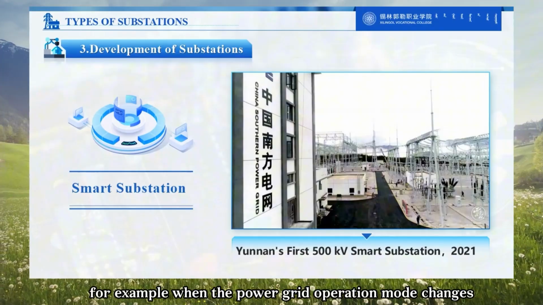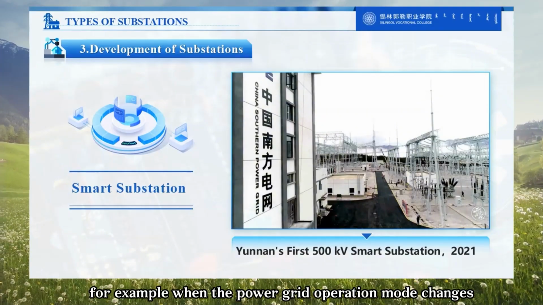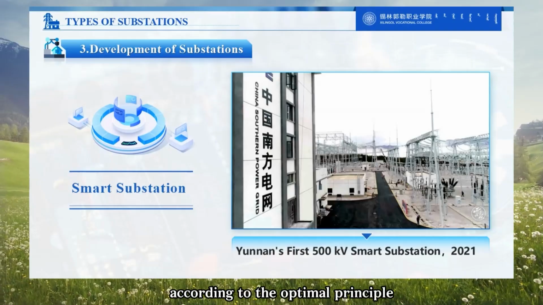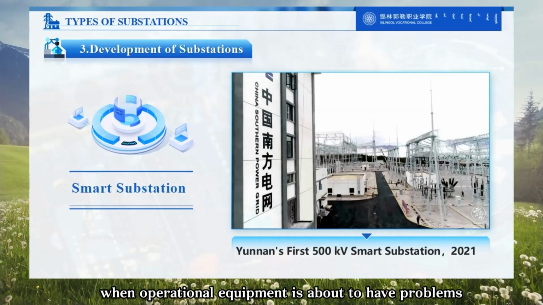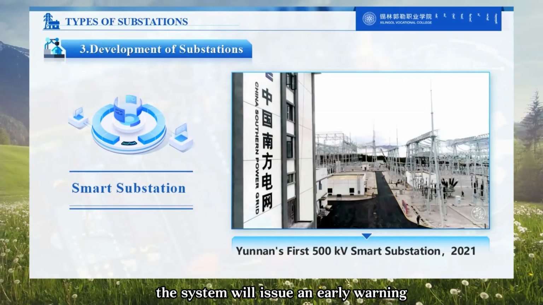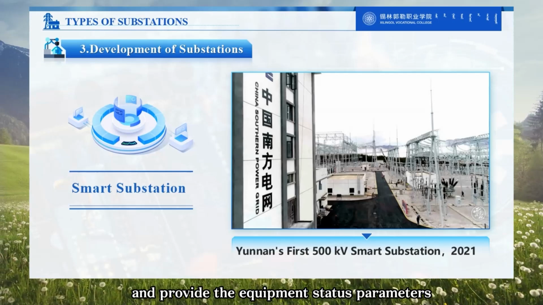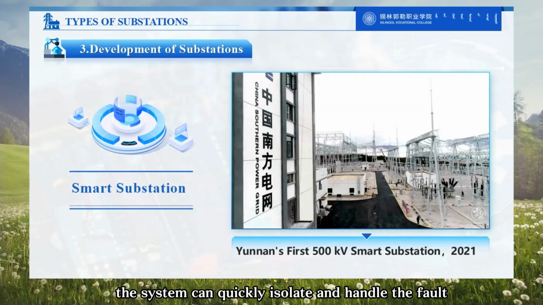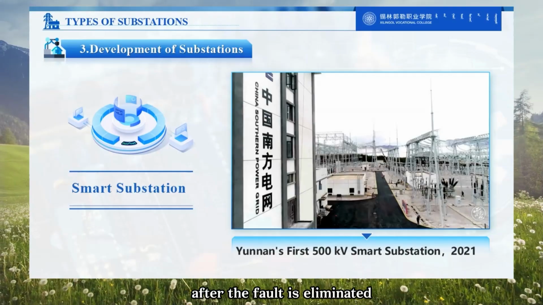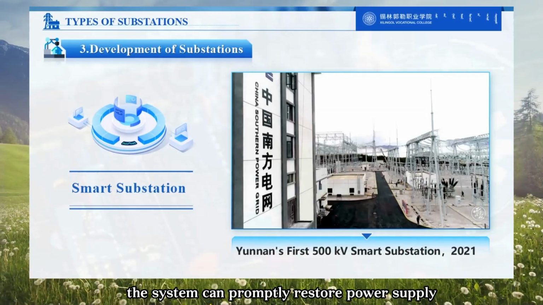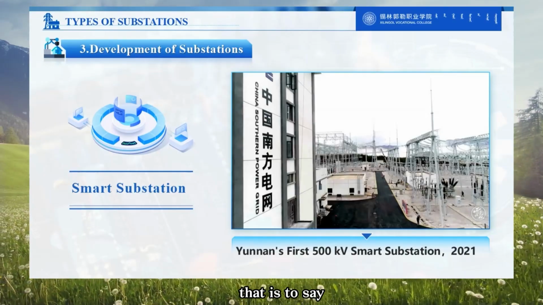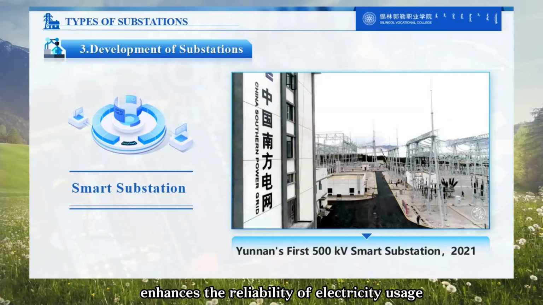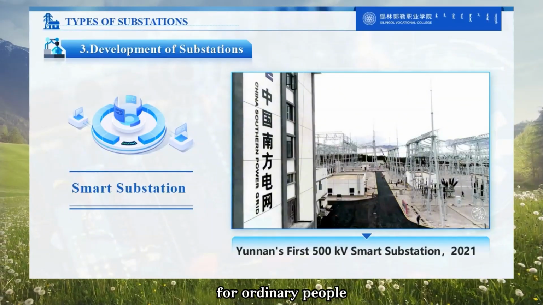For example, when the power grid operation mode changes, the system will adjust its operation mode according to the optimal principle. When operational equipment is about to have problems, the system will issue an early warning and provide the equipment's status parameters. When a fault occurs, the system can quickly isolate and handle the fault. After the fault is eliminated, the system can promptly restore power supply. That is to say, the comprehensive construction of smart substations enhances the reliability of electricity usage for ordinary people.